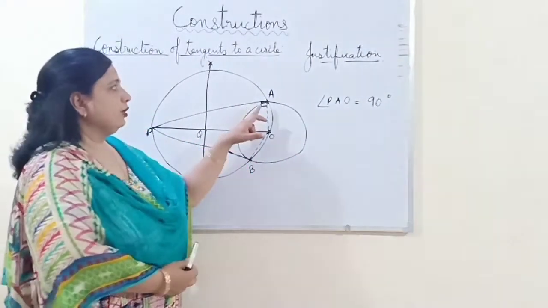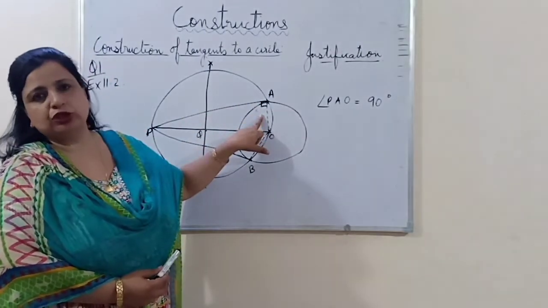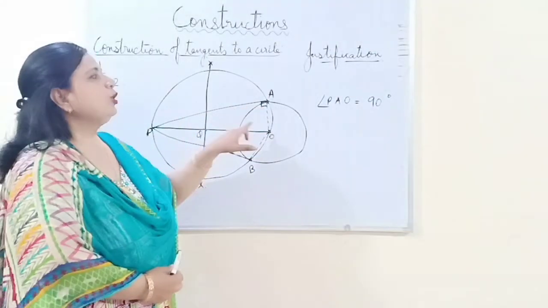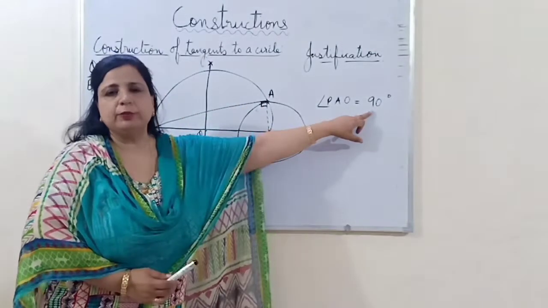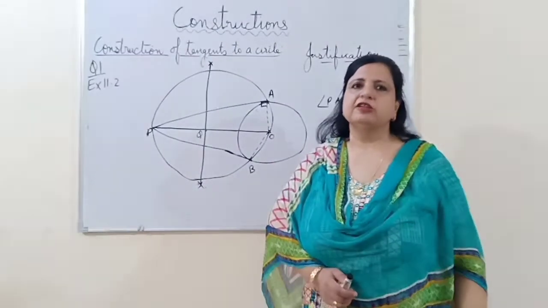We have used the theorem that the tangent and the radius at the point of contact are perpendicular to each other. And why they are perpendicular to each other? Because PAO is an angle in a semicircle, so it will be 90 degree. Hence, our construction is justified.